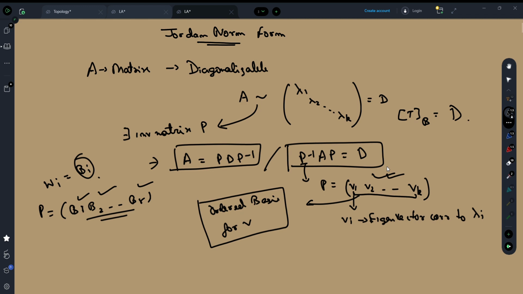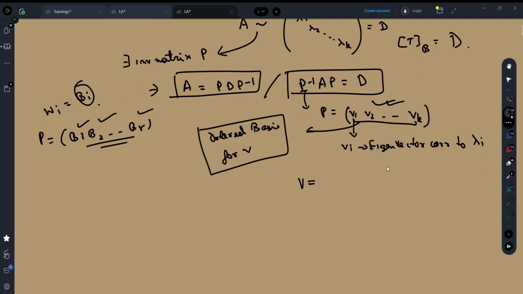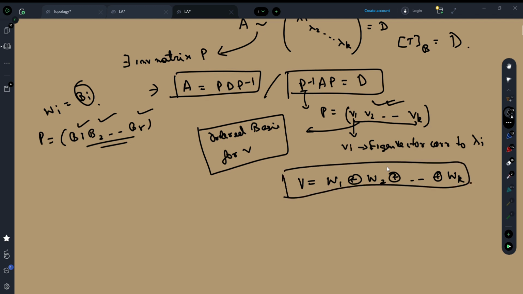This happens solely because if the linear operator T is diagonalizable, then this vector space V can be decomposed into a direct sum of certain T-invariant subspaces, and these T-invariant subspaces are basically the eigenspaces, right? In this case, when T is diagonalizable, V is decomposed into the direct sum of each of these eigenspaces. Clear? Now, obviously, not every matrix is diagonalizable.